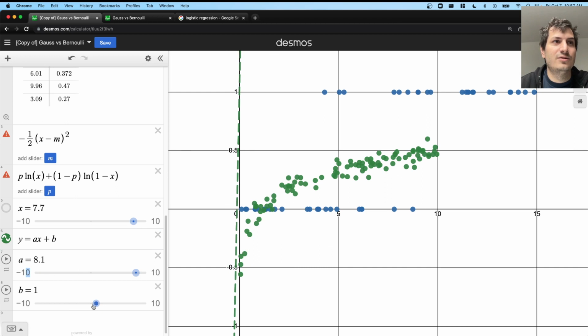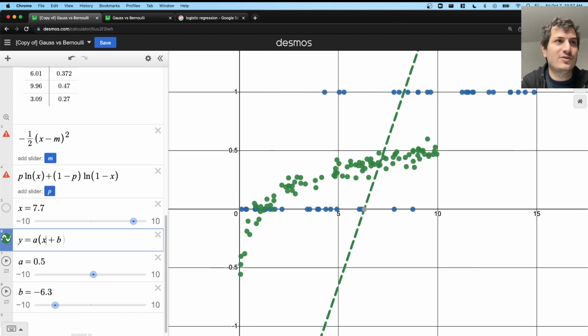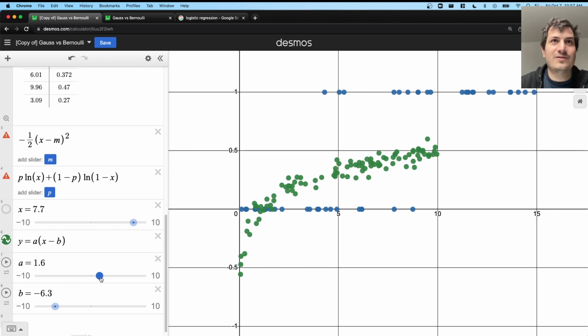I guess the slope should be positive here. Let's try to move it over like this. Okay, ax plus b is being a bit annoying. Let's do ax minus b. And then I can make the slope a little bit better. What slope do I want? I want a positive slope, and then I want b to be around here.